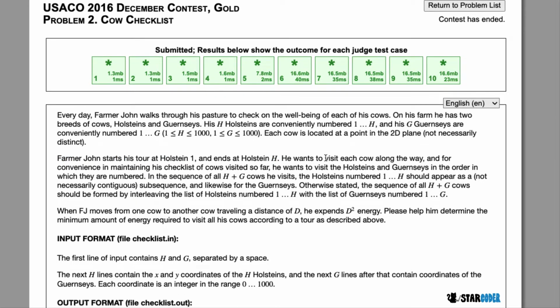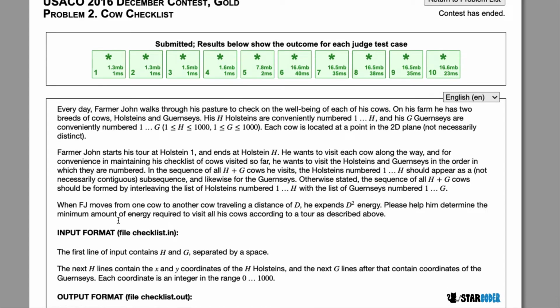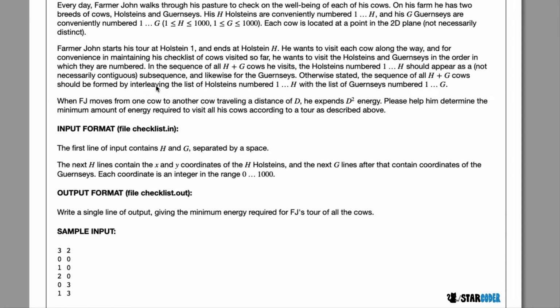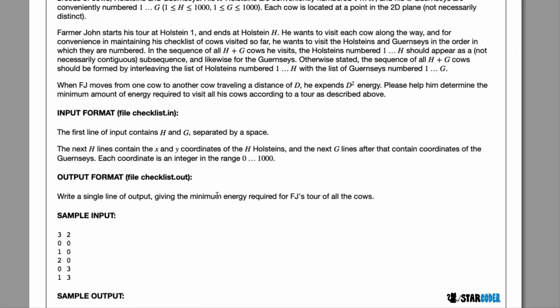And what he's going to do is visit every cow on the way, and he's going to visit them in the order that they're numbered. So we have two lists of the Holsteins and the Guernseys, and Farmer John is going to move, and we want to find the minimum amount of energy required to visit all his cows.